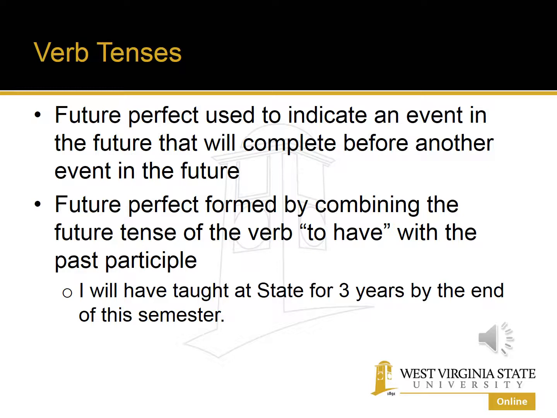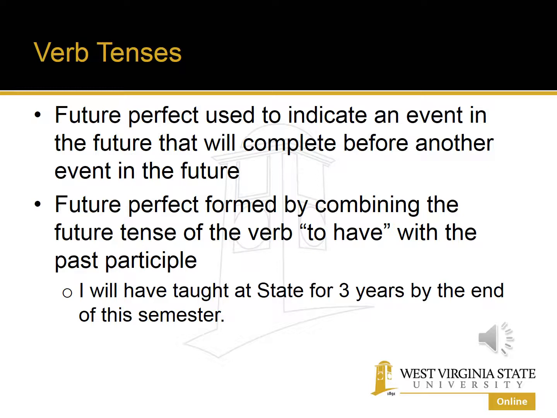The future perfect tense is formed by the future tense of the verb to have, which is will have, plus the past participle of the verb. So, for example, I have a sentence here: I will have taught at State for 3 years by the end of the semester. The fact is that I started teaching, and this shows you how long I've been teaching this course, because 3 is now 11. So I will have taught at State for 3 years.